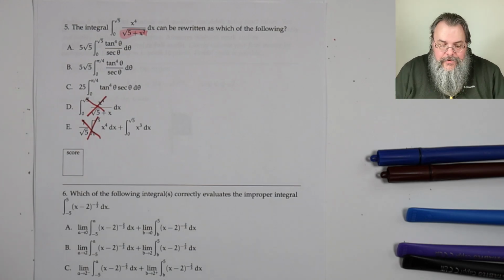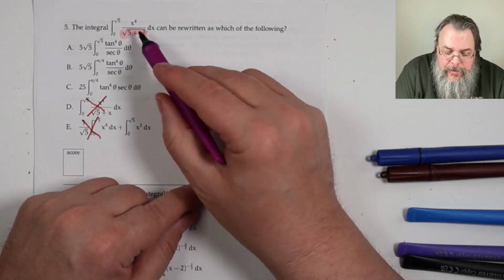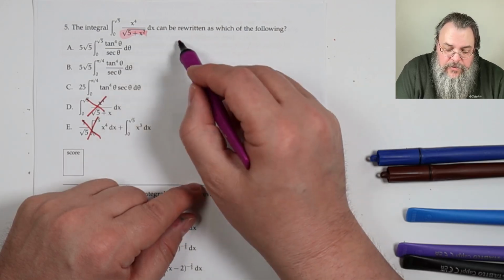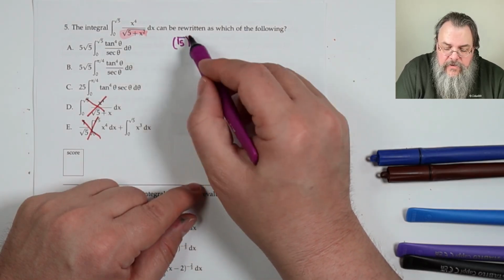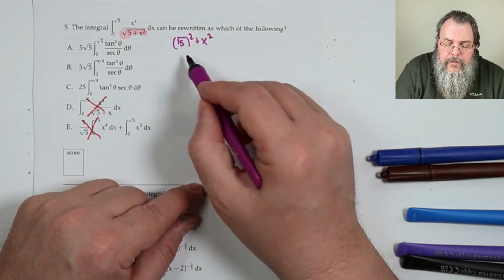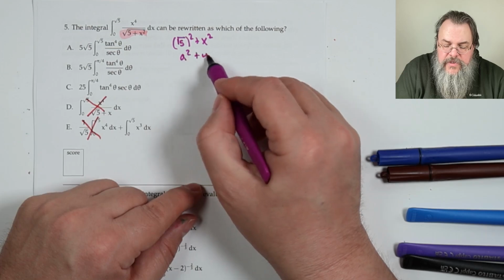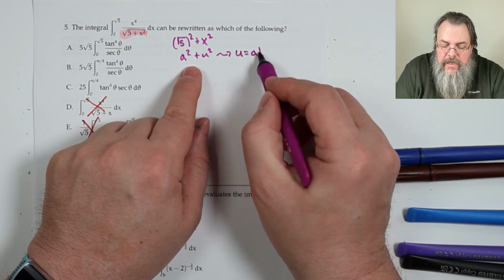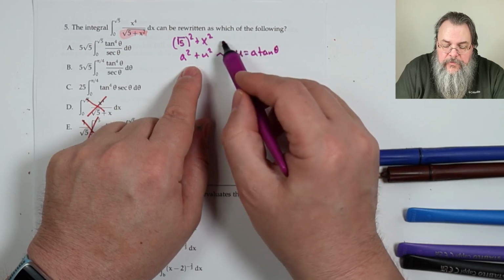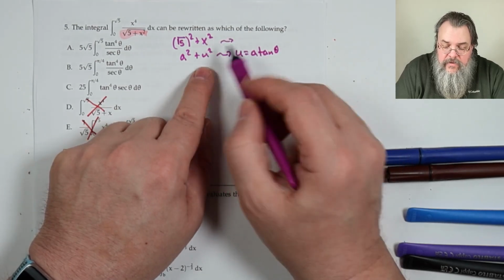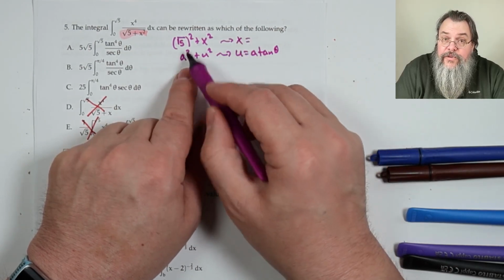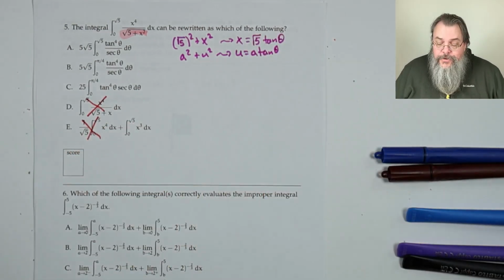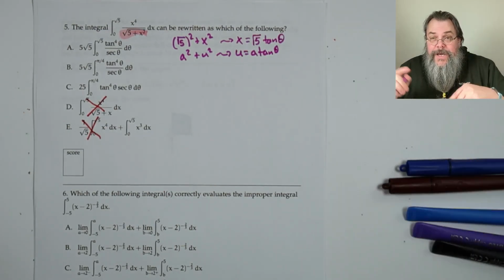Trig sub. Okay. Well, if we think about what's going on, what do we want? We have number plus function squared. And so we really should think of this as square root of 5 squared plus x squared, because we really want number squared plus function squared. Now, when it's in this form, the substitution is u equals a tangent theta. So for us, u is x, so x equals a, which is square root of 5, times tangent theta. Okay, cool beans.